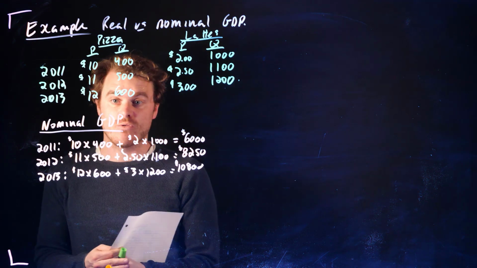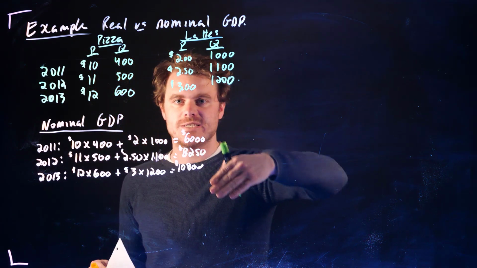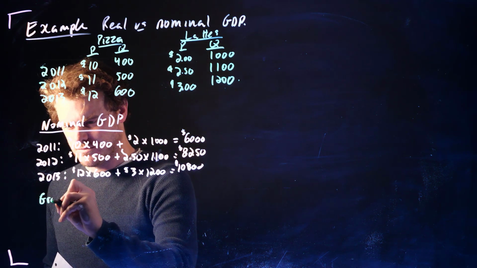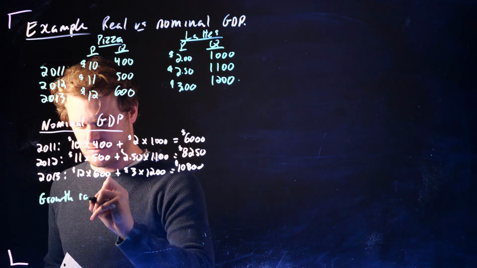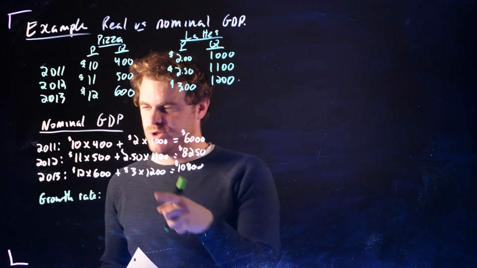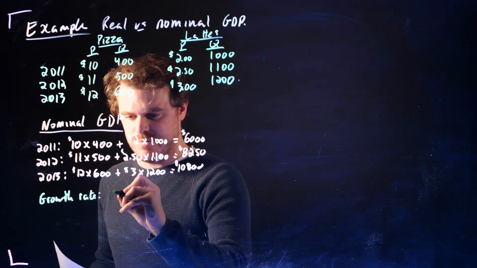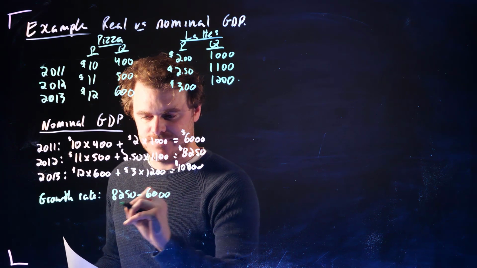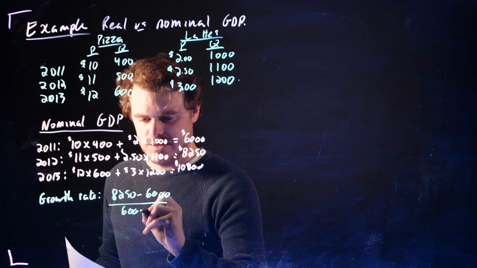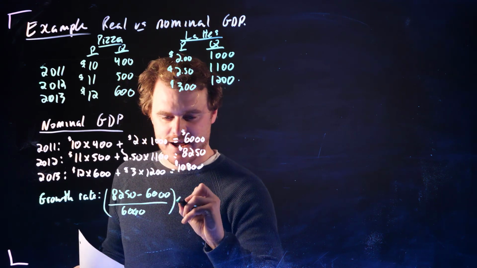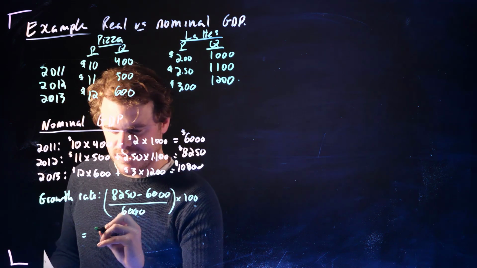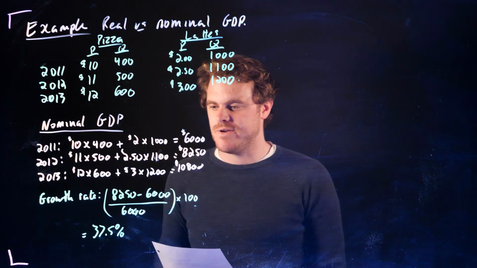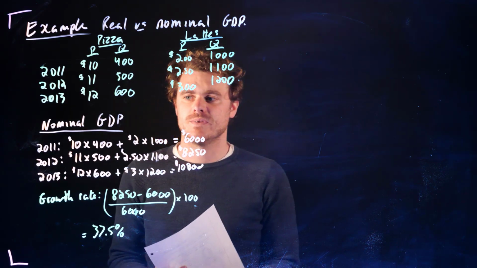So if I wanted to calculate the growth rate of nominal GDP, we'd just calculate the percentage change, right? So let's do between 2011 and 2012. It would be 8,250 minus 6,000 over 6,000. We'd multiply that by 100 if we wanted a percentage, and we'd see that the nominal GDP went up by 37.5% between those 2 years.